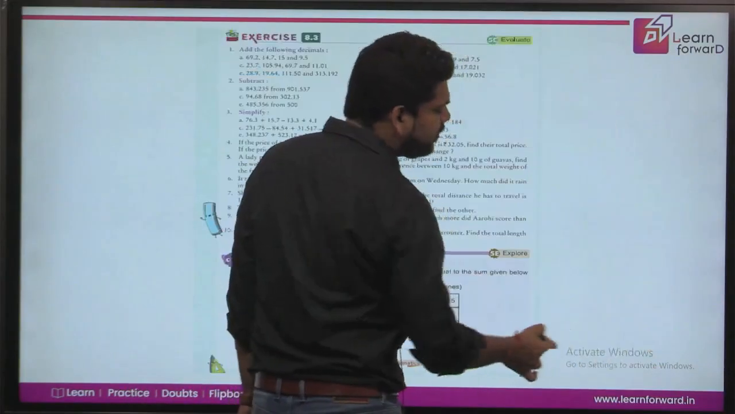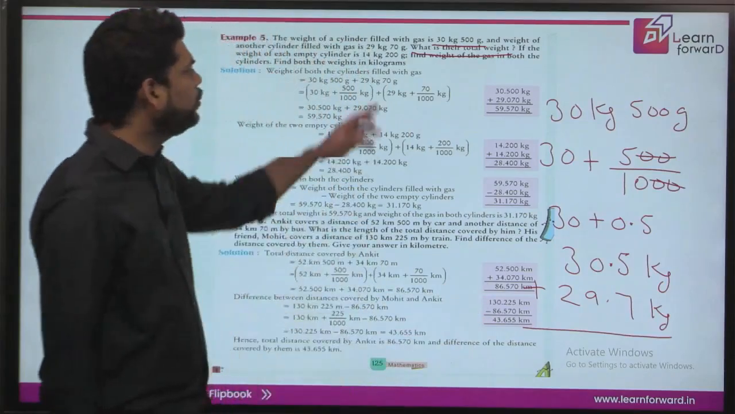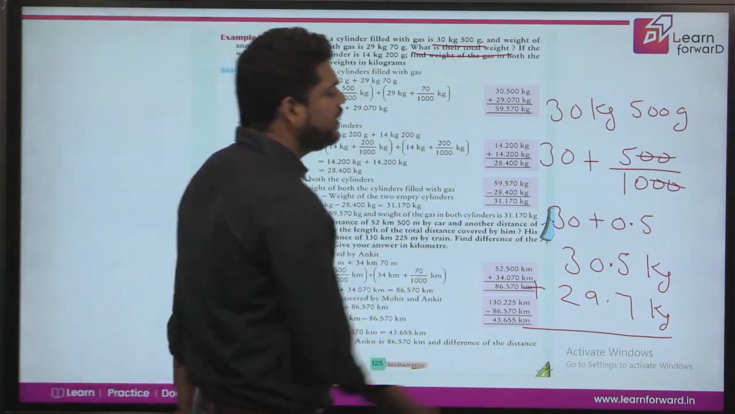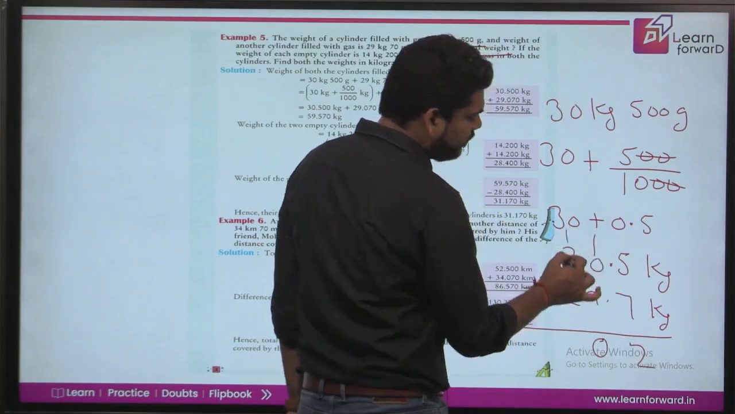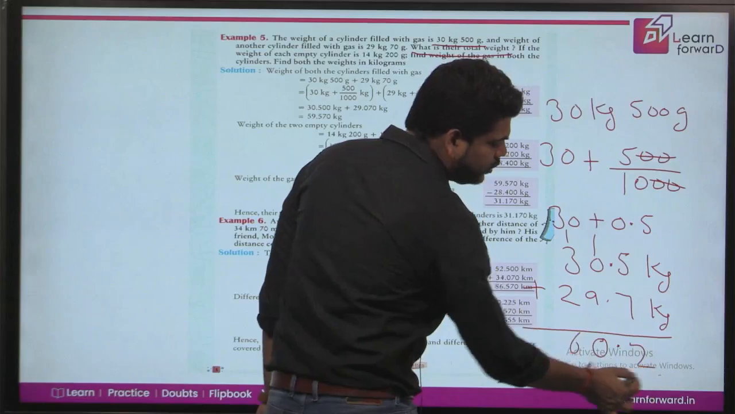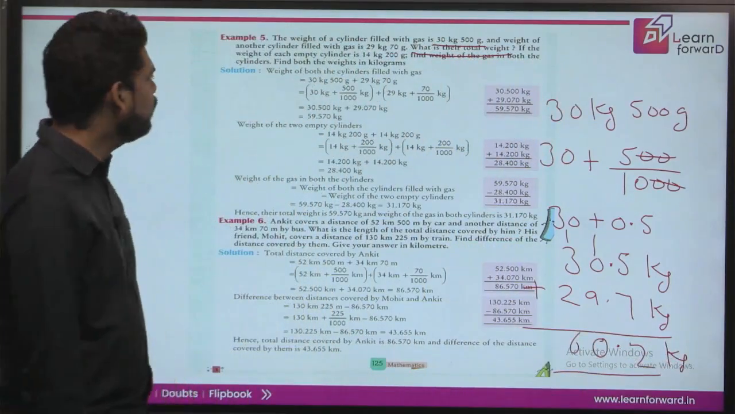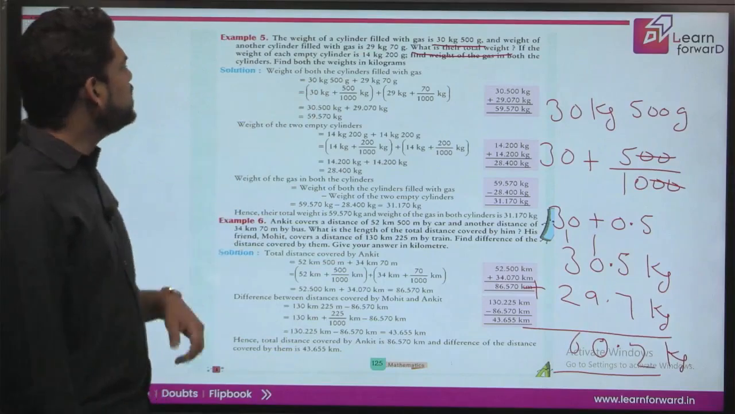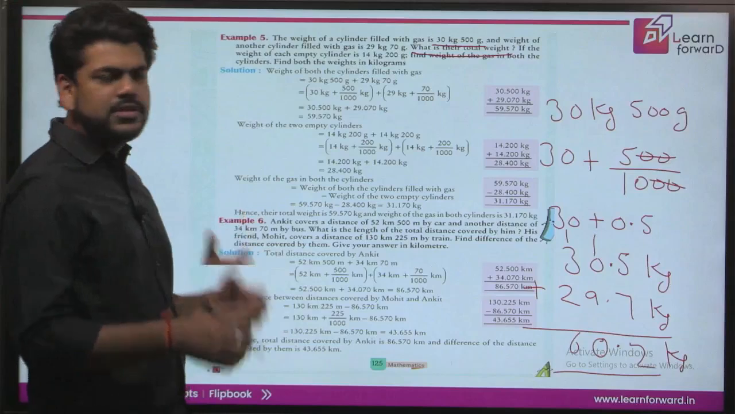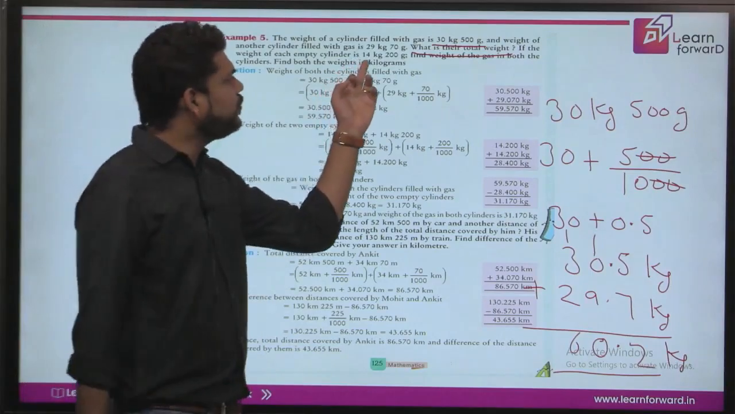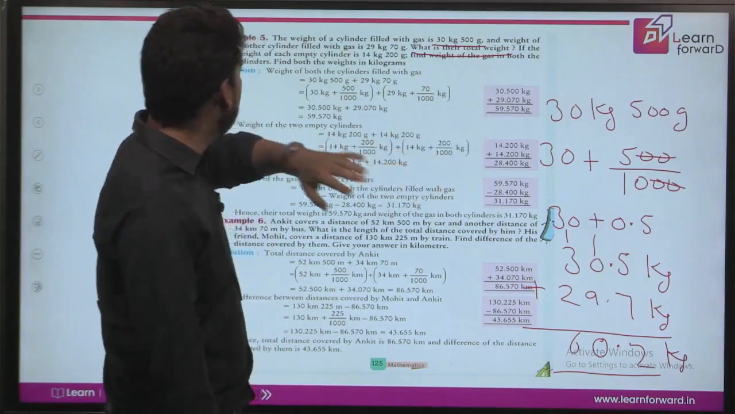Now the total weight. For total weight, we need to add them both. What I have done, I have converted both of them into kg form. Now we need to add them. 5 plus 7, 12. 1 plus 9, 10. And this is 6. So the total weight is 60.2 kg. Fine. Now the further part is, if the weight of an empty cylinder, if there is no gas in the cylinder, then how much is the weight of the cylinder? The weight is 14 kg 200 gram. Find the weight of the gas in both the cylinders.